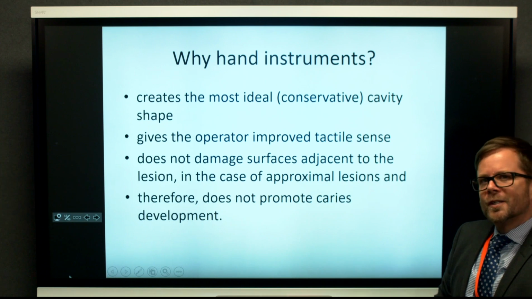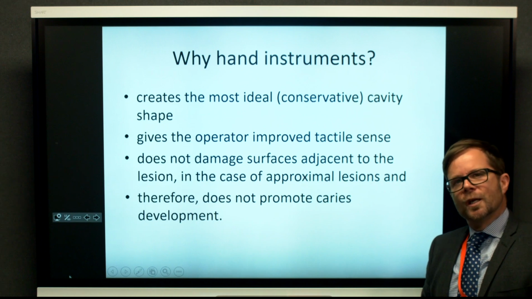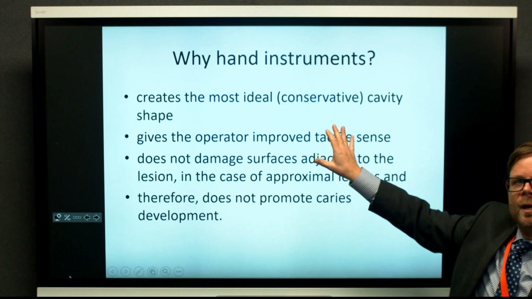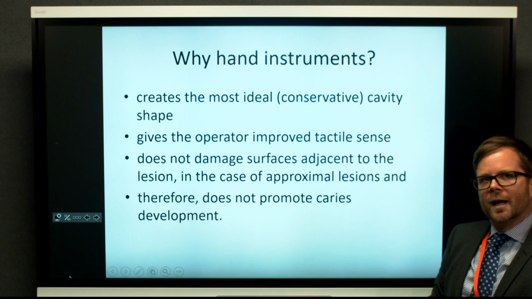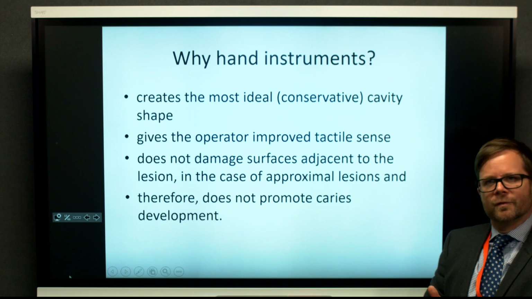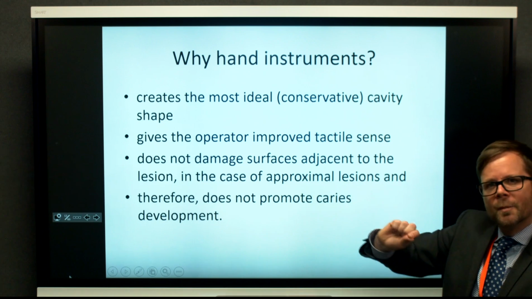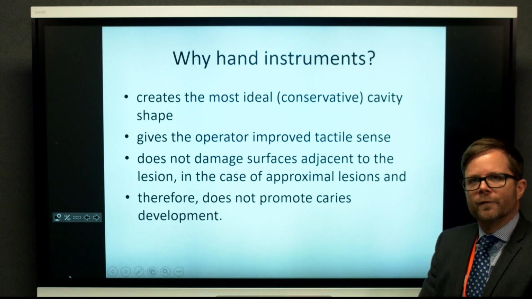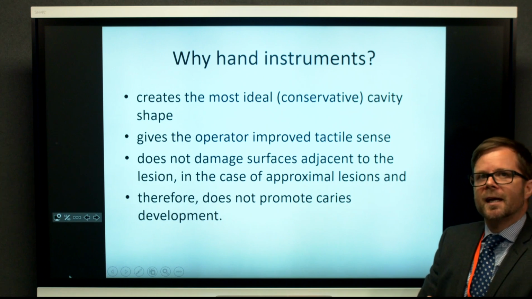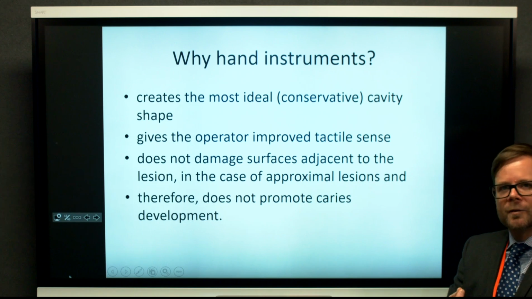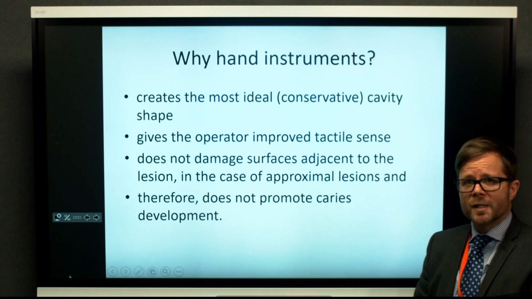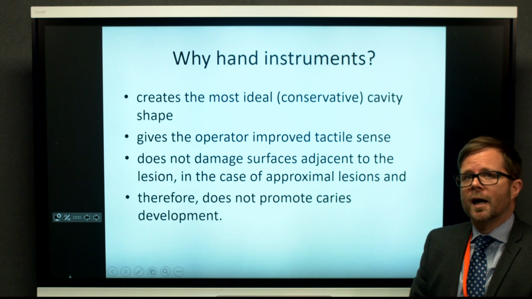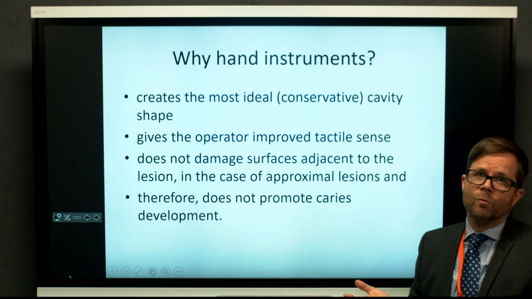And the question is, why only use hand instruments? If you've got an air rotor sitting next to the chair, why would you bother? Why wouldn't you use that? Well, because using hand instruments only creates the most ideal cavity shape, that is the most conservative. So it saves most tooth structure, because with a hand instrument you're physically only able to remove unsound or infected dentine. Once you start to get to sound dentine, with the hand instruments you can't remove any more of the tooth surface. Whereas with a high-speed handpiece, for example, or even with a low-speed handpiece, you can continue to remove tooth structure for as long as you want.